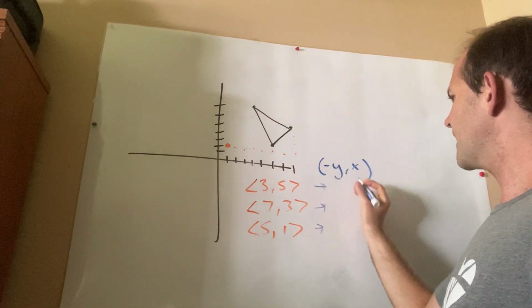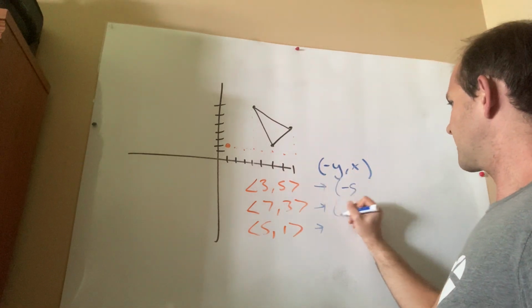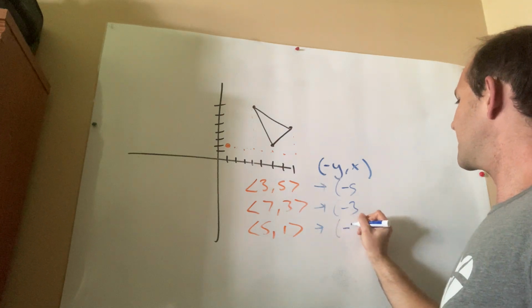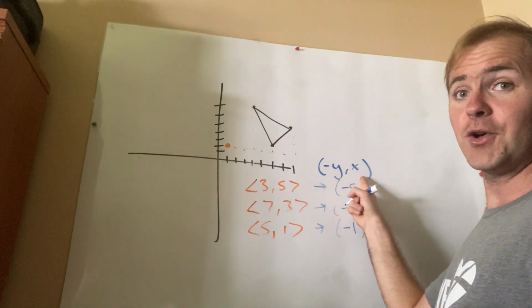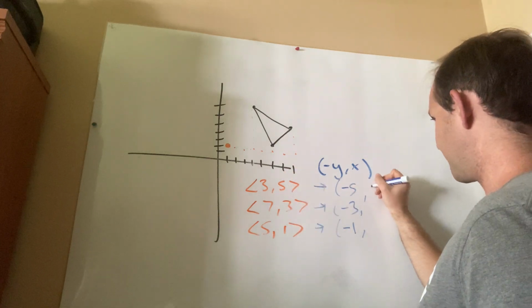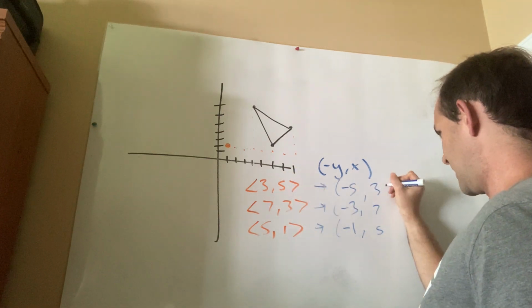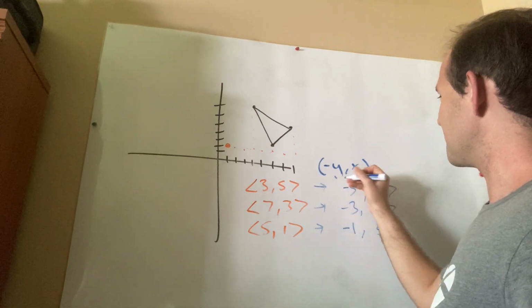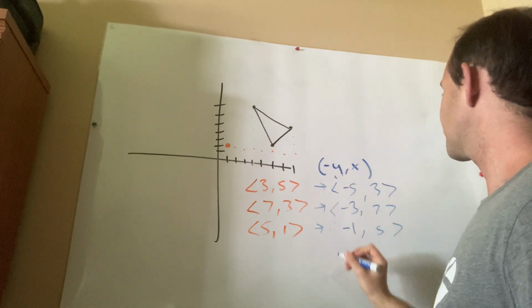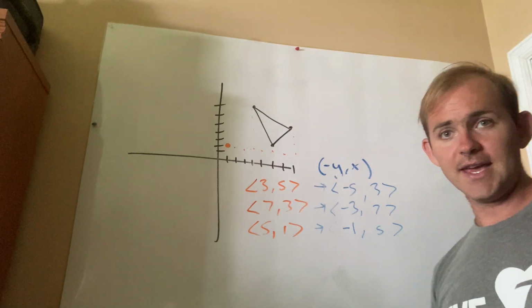So let's write my new vectors now, okay? I'm going to start with negative 5, negative 3, and negative 1. And then whatever used to be first is just going to get put in the second column. So my 3, 7, and 5. I'm going to be very careful here. I want to make sure I remember that these are still vectors, okay?